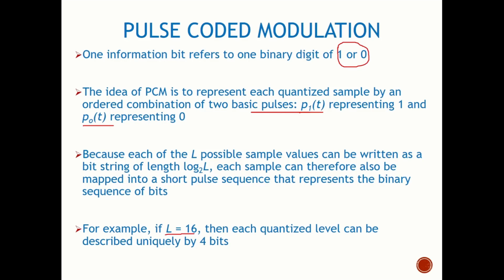The number of levels, if it's 16, the number of levels are always a power of 2. So that means that we would require 4 bits to transmit one sample. So if we want to increase the number of levels, the signal quality will be better, but then we would require more bits per sample.